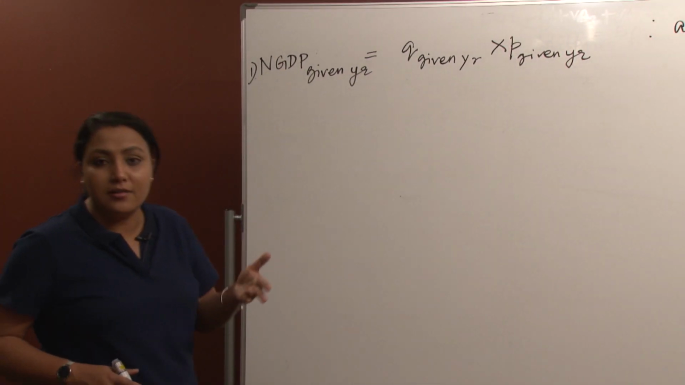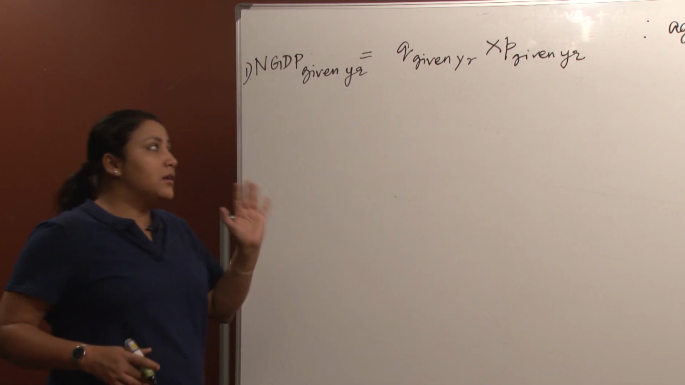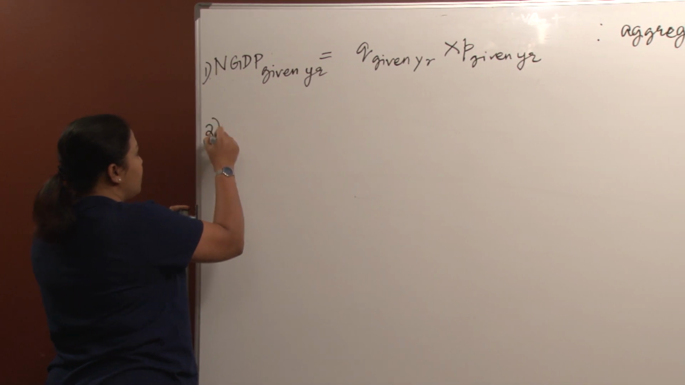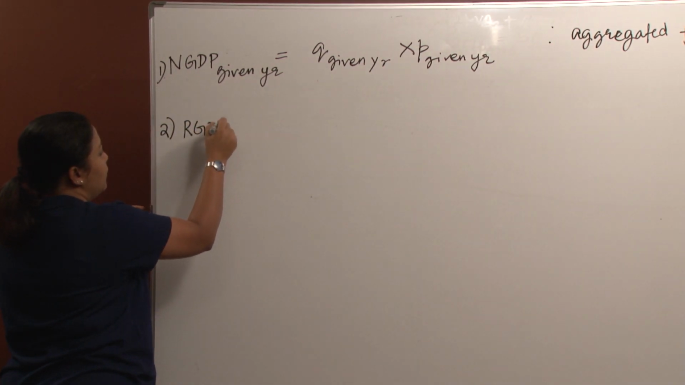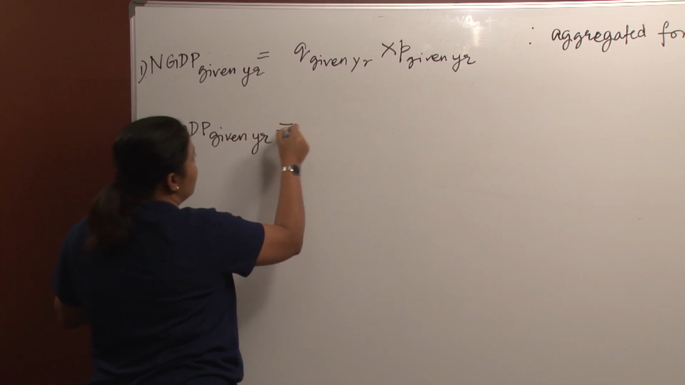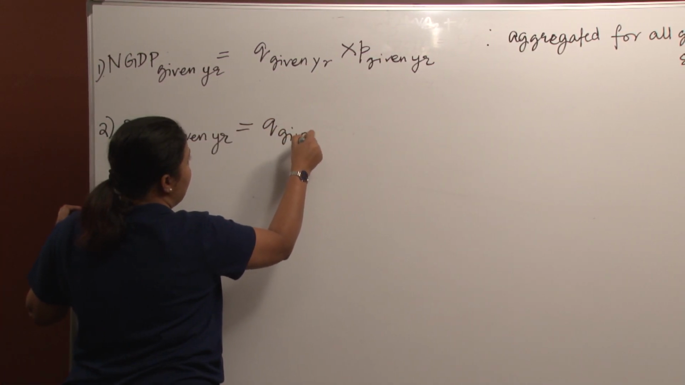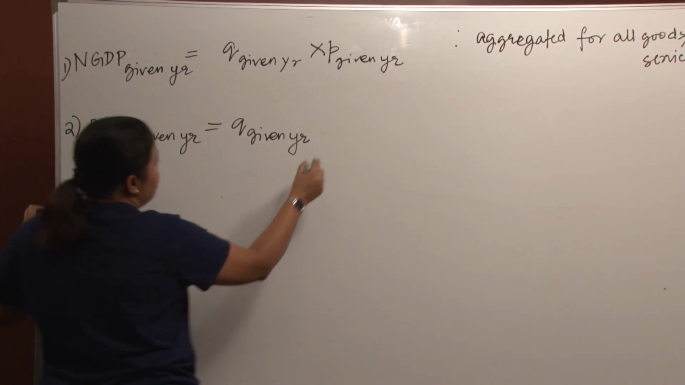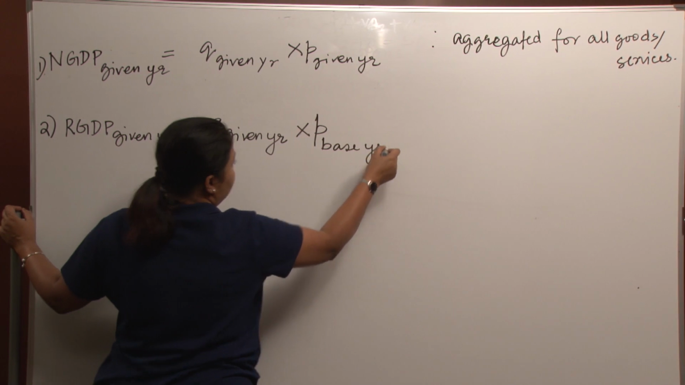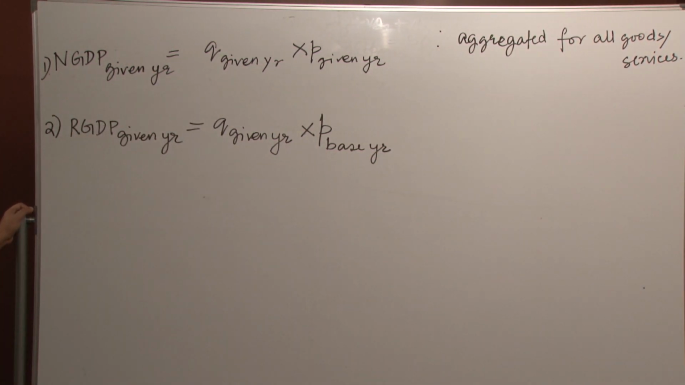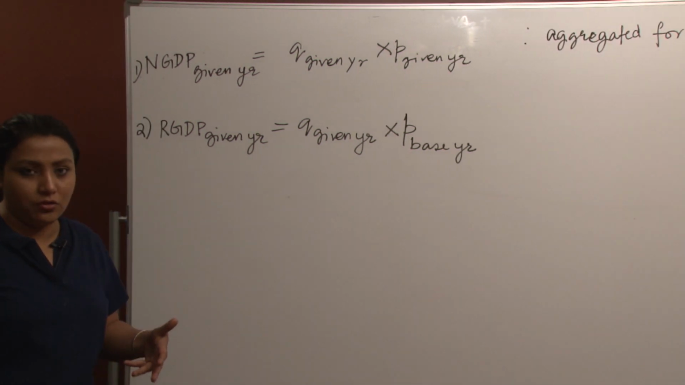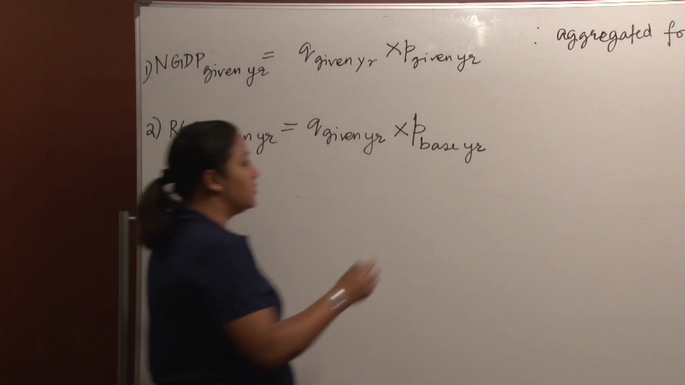You will get a clear picture of this when I go to the problem solving video. I will do numerical examples, but for now please understand the formulae that you need to memorize and know. The real GDP for any given year is the quantity of that given year, so that part is still the same, times the price of the base year. Okay, and that base year could be any year, but it should be given to you in the question. The question will tell you what is the base year.